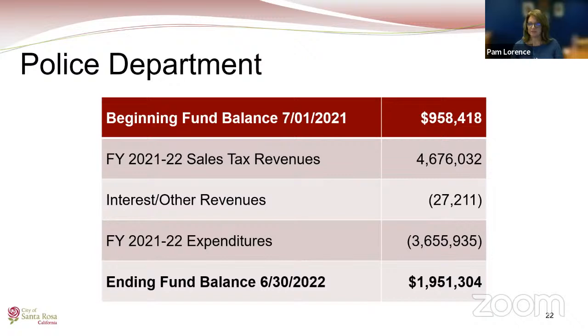So this slide shows our beginning fund balance of $958,000. We had higher than expected revenues of $4.6 million. Then a small fair loss revenue of $27,000, and our expenditures were $3.6 million. We had reduced those expenditures in anticipation of lower revenue, but I'm happy to report that was not the case. So that leaves our ending fund balance at $1.9 million. Next slide, please.